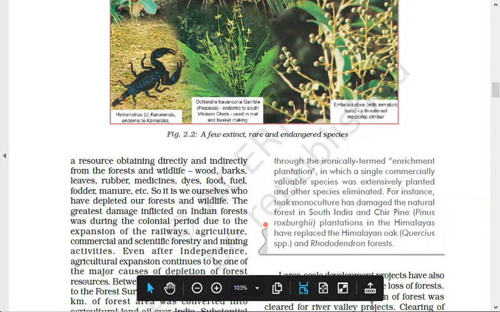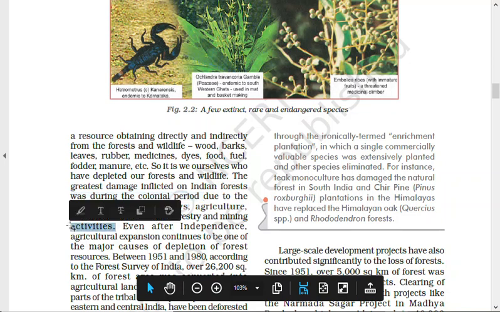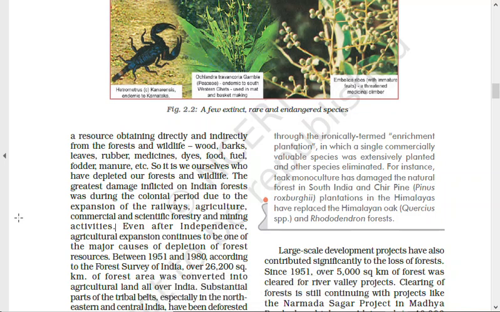So the greatest damage inflicted on Indian forest was due to the colonial period. Finally, it comes here as a flash point of grade 9: the colonial period, due to the expansion of railways, agriculture, commercial and scientific forestry, and mining activities. When you start a mining activity anywhere in the world, the first thing you do is clear the forest. In the Amazon, the same thing happens. In India, in the Chotanagpur area or wherever we have minerals, because you have to dig the soil, the first thing you do is clear that area. All the plants, herbs, and shrubs are gone, and because of that the animals which survive on them are gone. So this is one of the things.